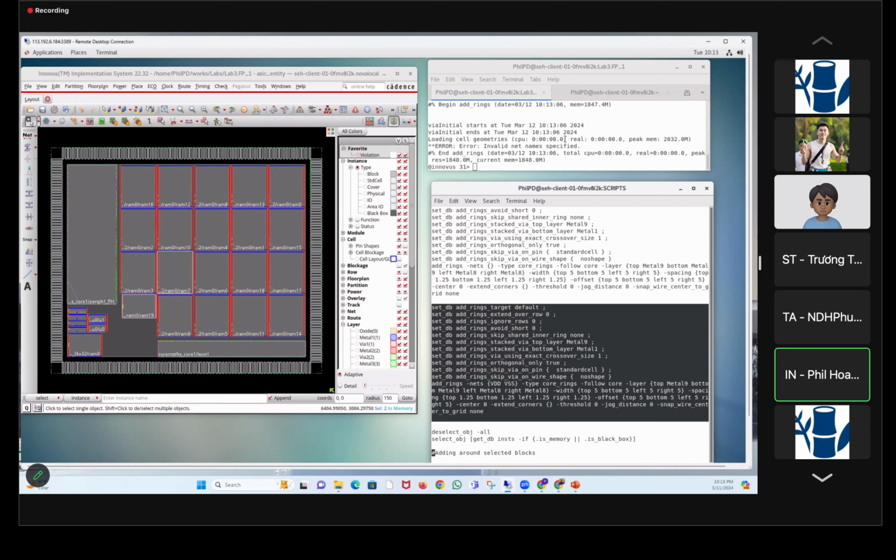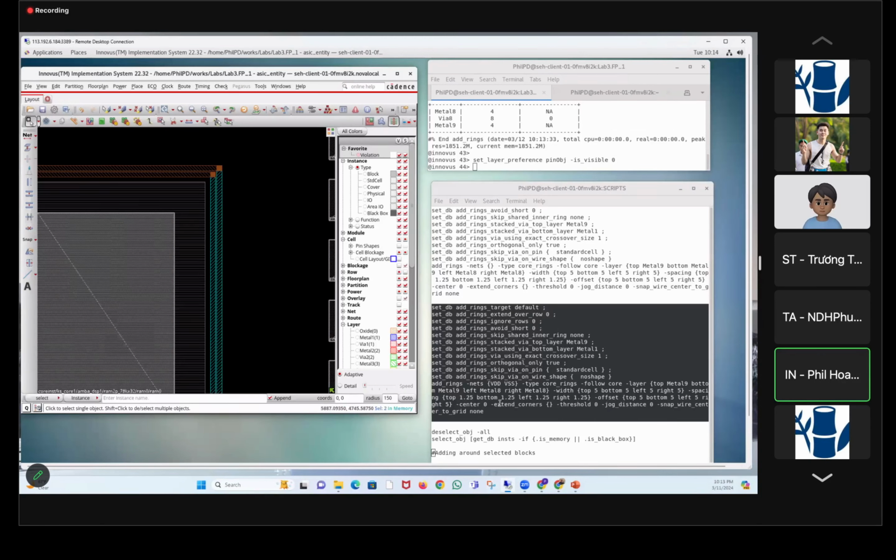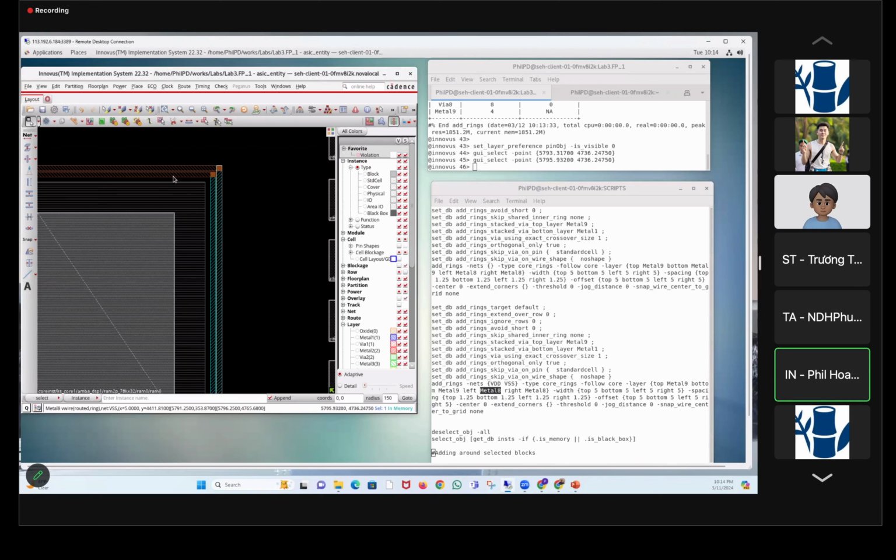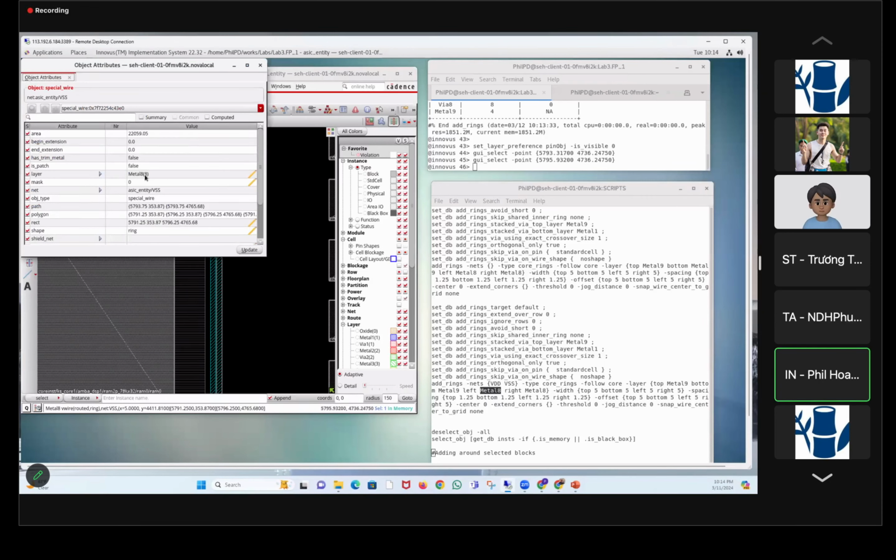So for the ring, you want metal 8 left and right, metal 9 top and bottom, right? So this is metal 8, right? If you do a Q, then you see it's metal 8 right here, and it's connected to VSS, right? So it's over here. So it does what you need it to do. So you can play with this and play with the numbers to see how it's built.